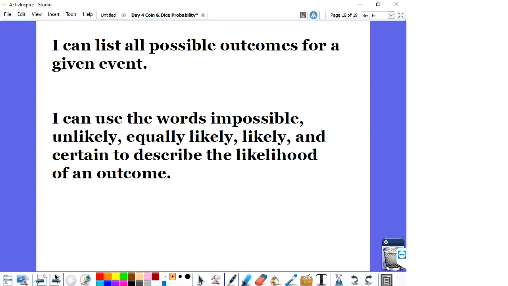So let's take a look at what we've done today and see if we've reached our goal. Our goals were to list all the possible outcomes for a given event. Did we list all of the possible outcomes that we can get if we toss a coin in the air or roll a die? And did we use the words impossible, unlikely, equally likely, likely, and certain to describe the likelihood of an outcome? If you said yes, I would agree. Great job.